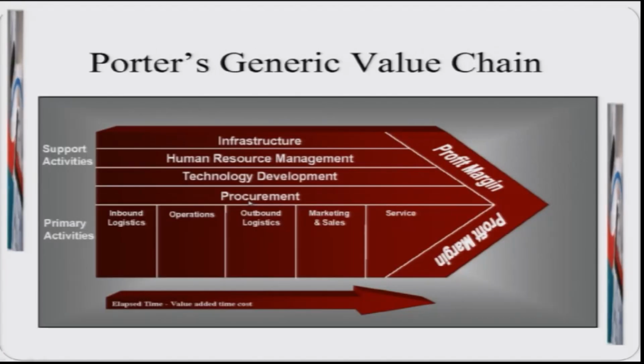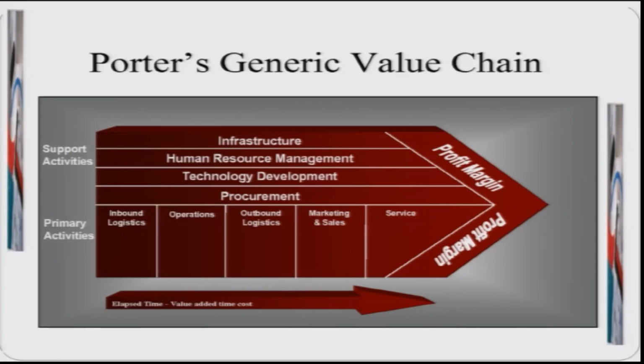So, in this framework of Porter's generic value chain, a firm is conceptualized as something which delivers value to the customers, and it delivers the value by performing a set of activities. Now, these sets of activities have been classified in this value chain framework into two categories: primary activities, and then the secondary activities.